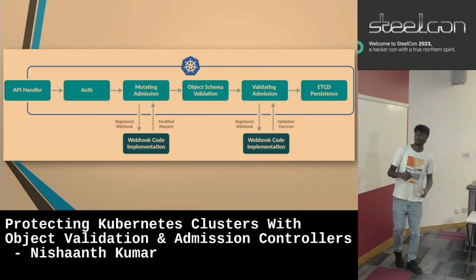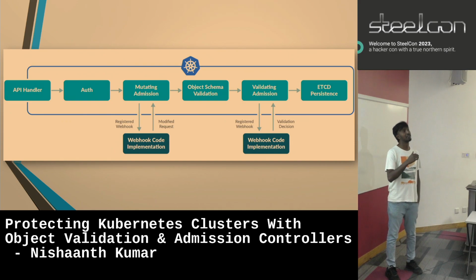So basically, when we run a kubectl command to create a pod, right? We do kubectl apply with some YAML, or kubectl create a pod. It goes to the API handler, and the API handler is basically the Kubernetes API server. It goes to the API server, handles the authentication, checks RBAC, checks for authorization. Then it sees if there is any mutating admission controller registered. If it doesn't, it checks the whole object schema.